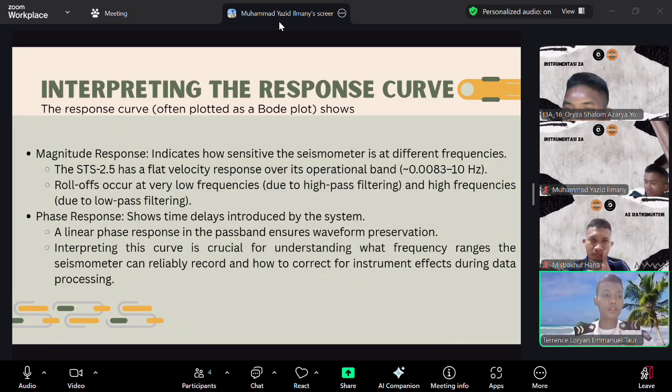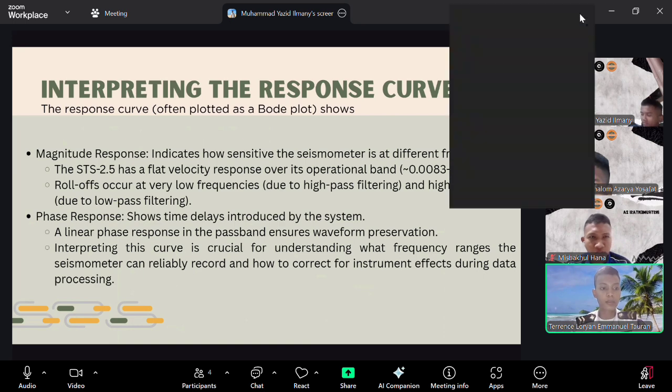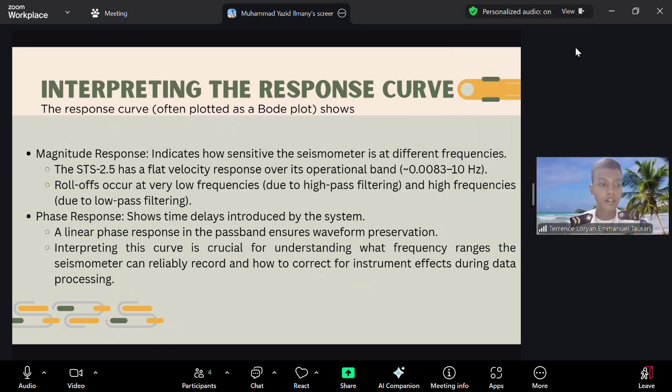Interpreting the response curve. The response curve shows both magnitude and phase behavior of the seismometer. A flat magnitude response and stable phase within the passband indicate reliable signal recording and accurate waveform preservation.